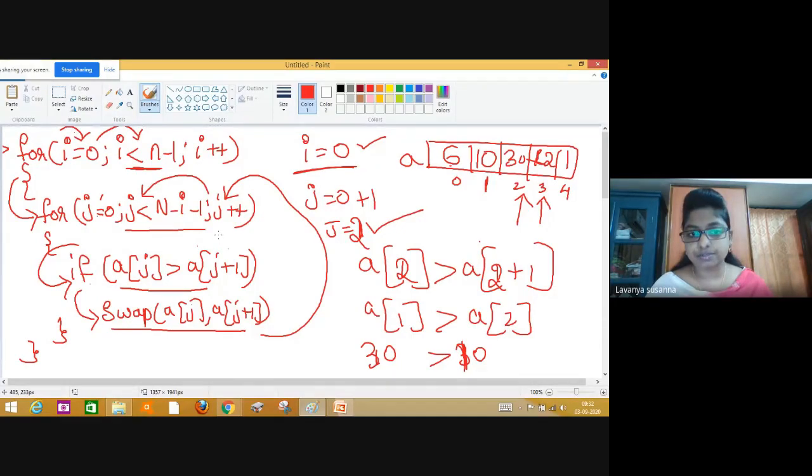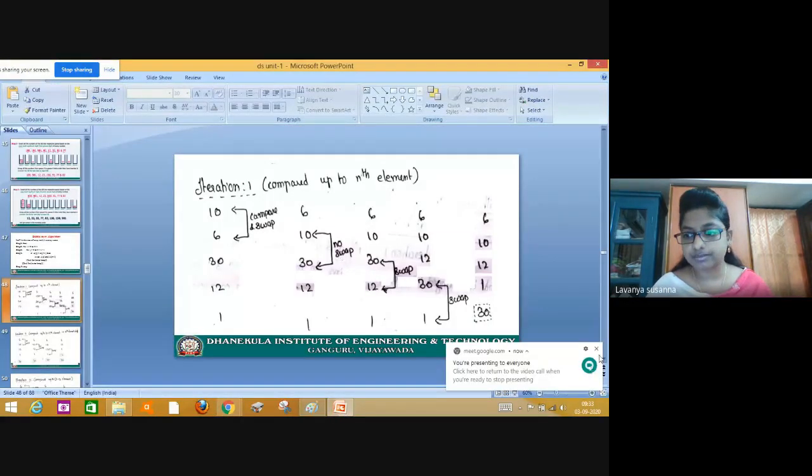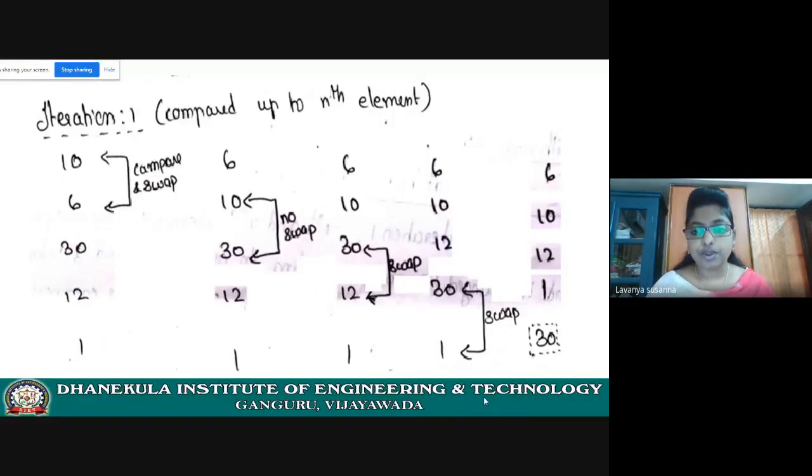Please understand it. Please trace it out, you will understand. When in the inner for loop, the condition j is less than n minus i minus 1 is false, now i will be incremented. Iteration 1 happens. In this way, please trace out the logic. You will understand. I hope you understood this.